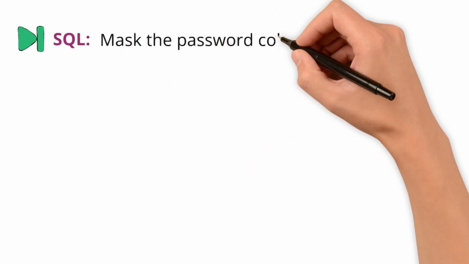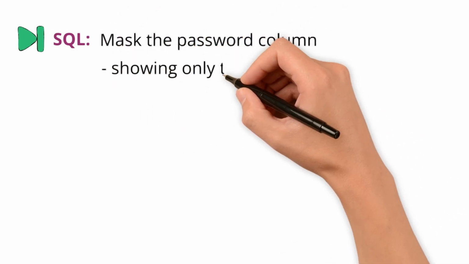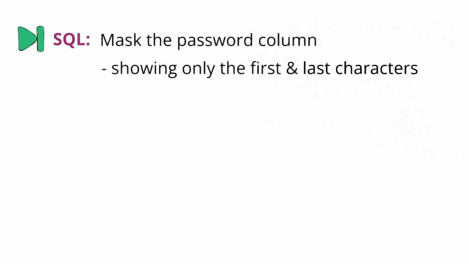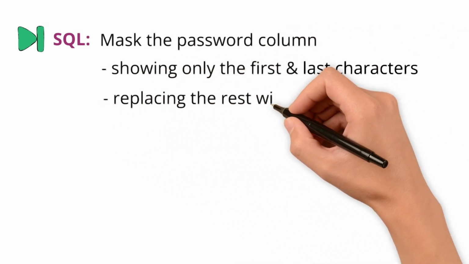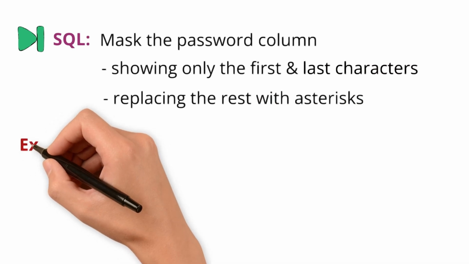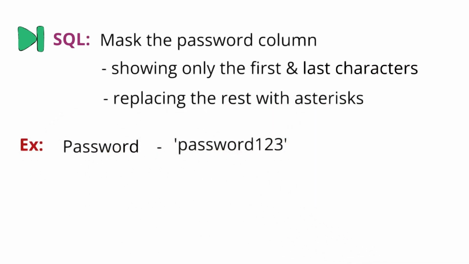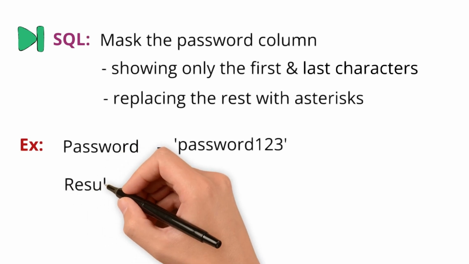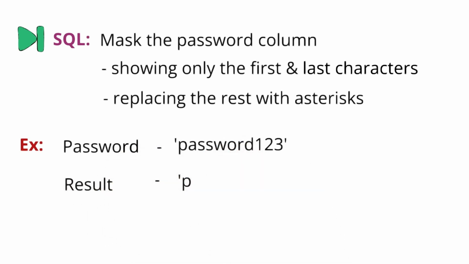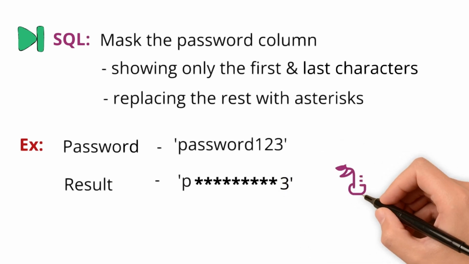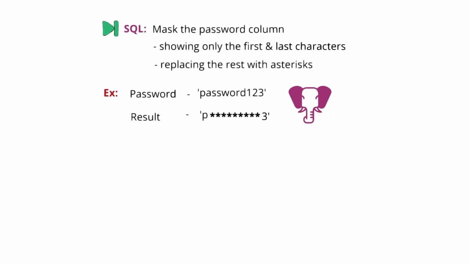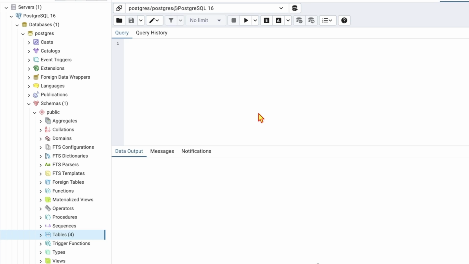Next one, write a query to mask the password column, showing only the first and last characters and replacing the rest with asterisks. For example, if the password is password 123, the result should be P all asterisks and 3. Let's check. Place your question.